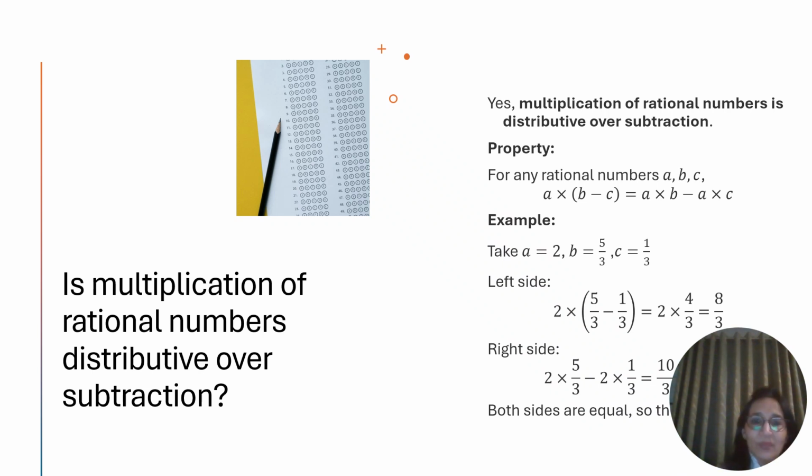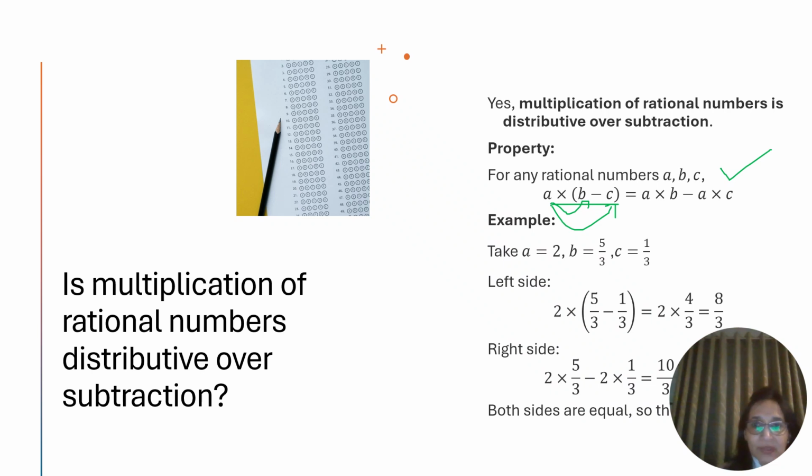Now let's understand one more question. Is multiplication of rational numbers distributive over subtraction? Yes, the multiplication of rational numbers is distributive over subtraction. For any rational numbers A, B and C, if we take these numbers, A into (B minus C) is equal to, how do we get this? We multiply A into B, and then we multiply A into C, putting a subtraction sign.